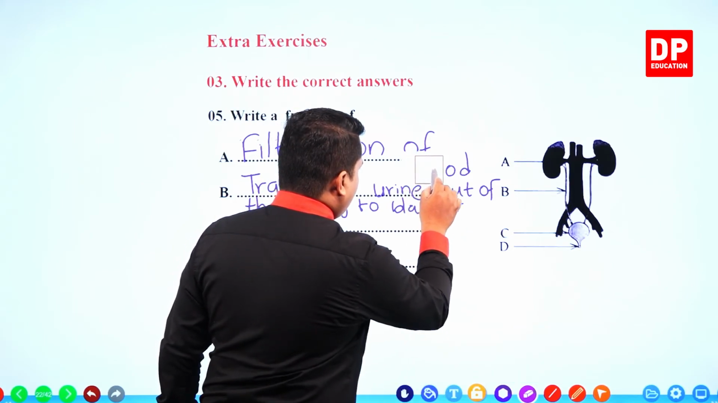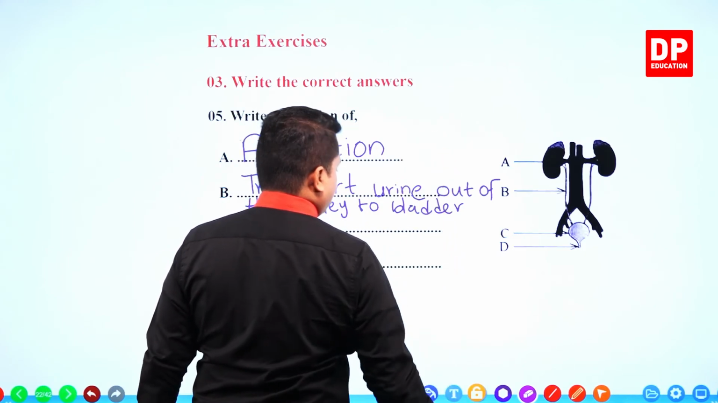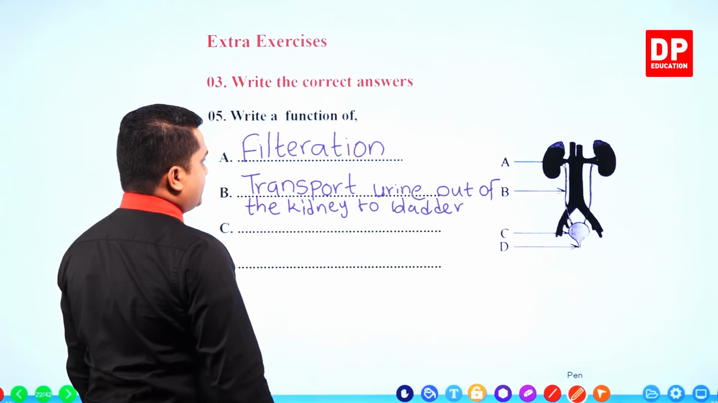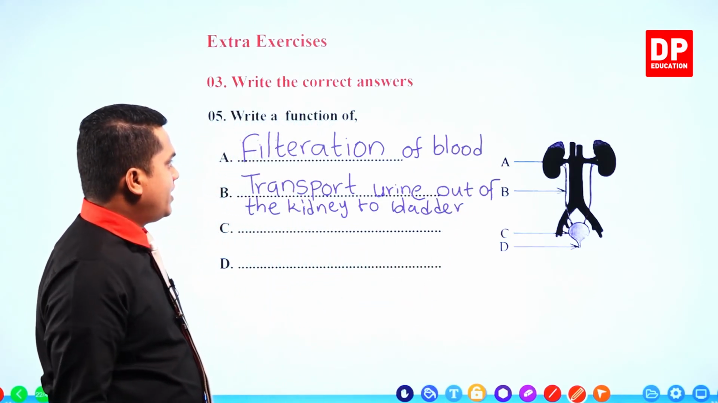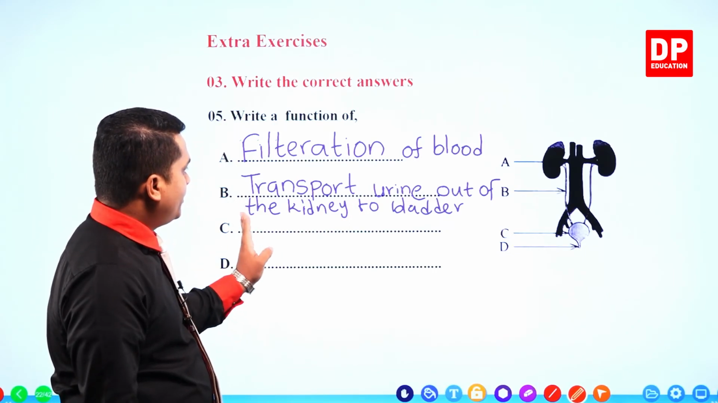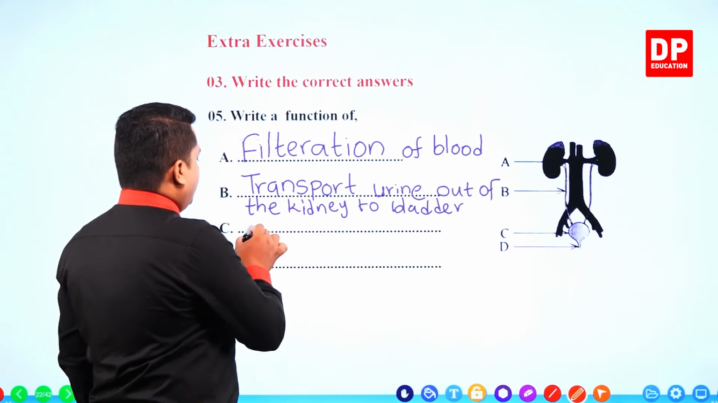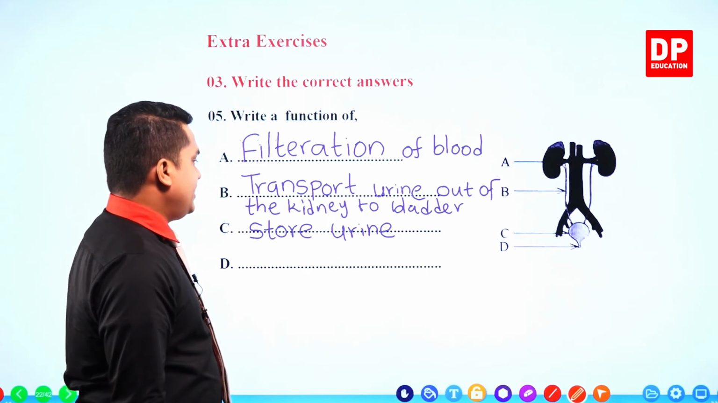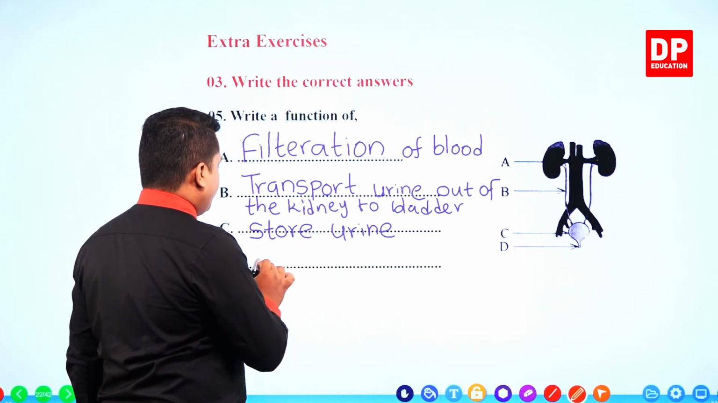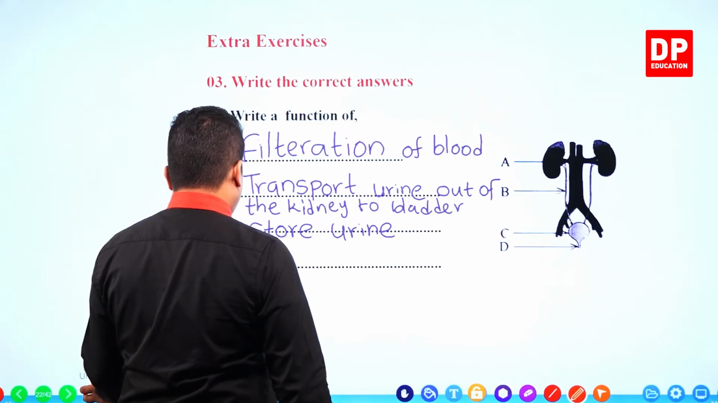So I'll erase this part and I'll mention this answer like this so that you can get more understanding. Filtration of blood, right? Then transport urine out of the kidney to bladder. Then part C, bladder. It's going to store urine, right? Then finally D. D is the urethra. It's going to expel, or remove. You can write remove, simple.